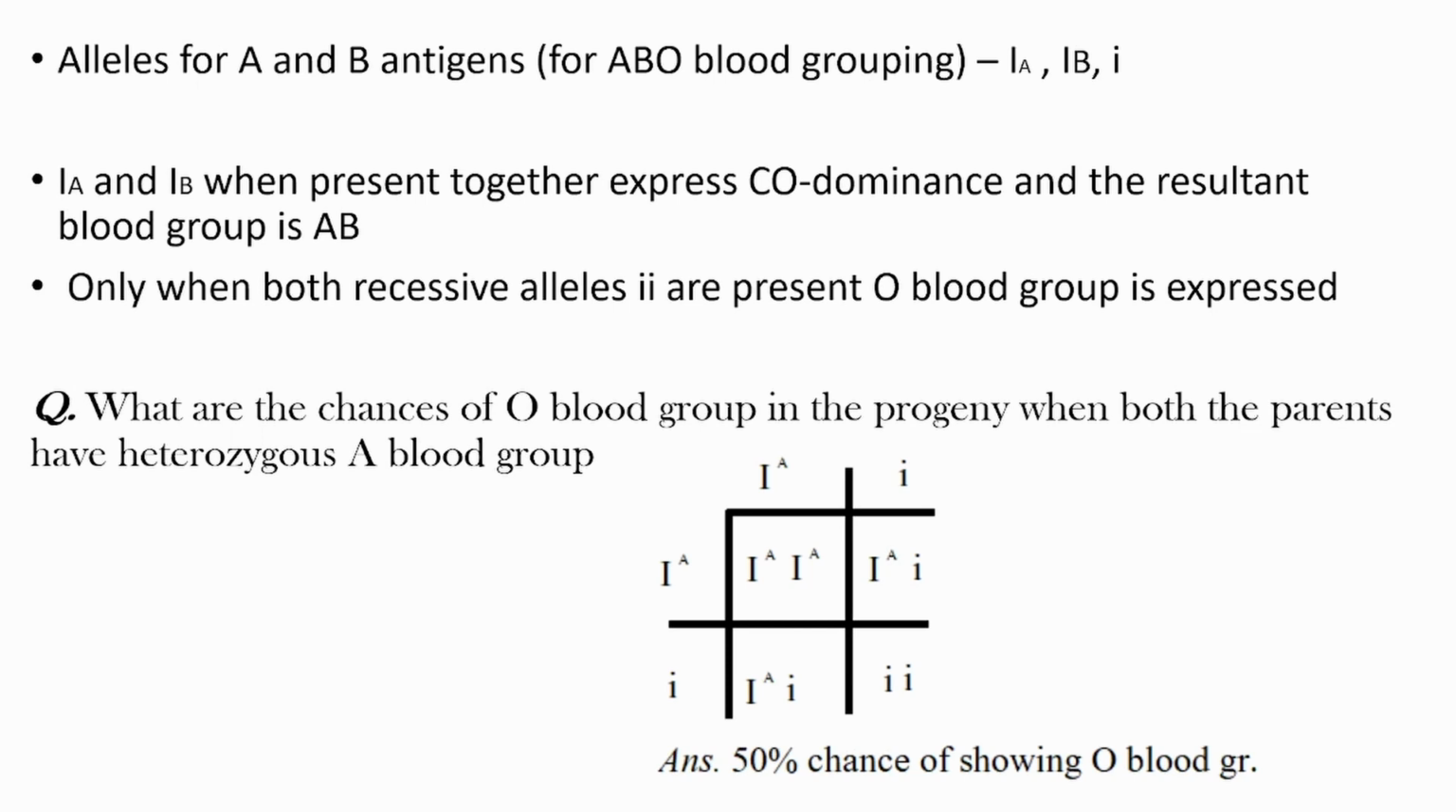Now a very basic question you can try: what are the chances of O blood group in the progeny when both parents have heterozygous A blood group? Heterozygous means one dominant and one recessive. So you can see the answer is 50%. You can see the Punnett square.